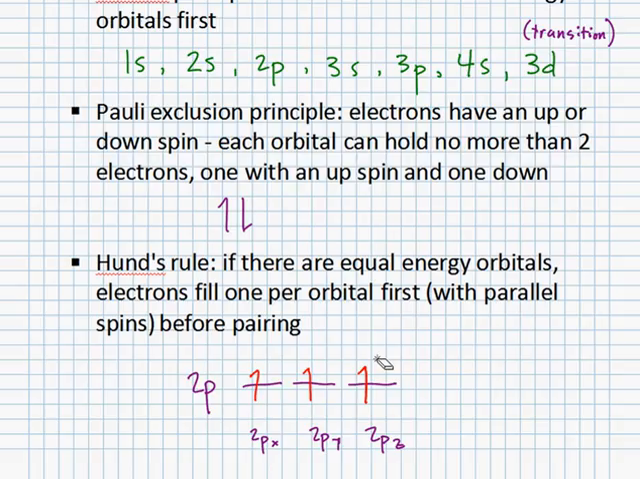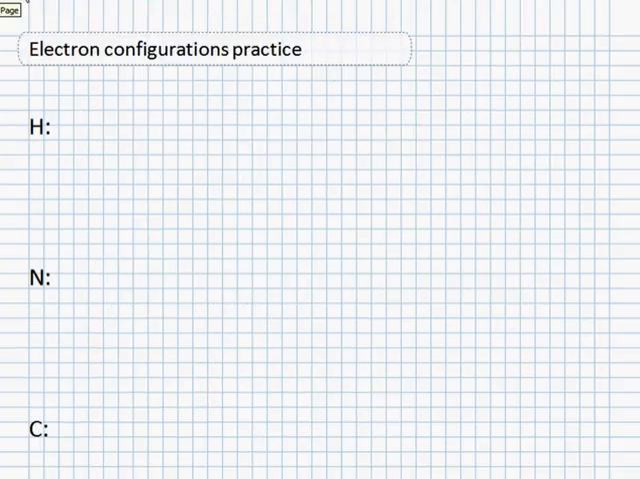And only then, if we need to add a 4th one in, that would go in 2px with an opposite spin. So they start out with parallel spins first. So I just sort of by convention drew 3 up first, and then the 4th one went down. The 5th one would go down, the 6th one would go down, filling those ones in that way. Right? So let's just do a little practice with writing electron configurations based on those 3 principles.